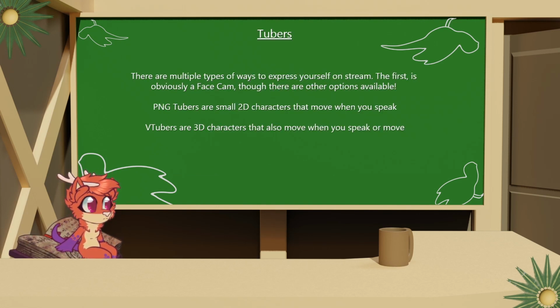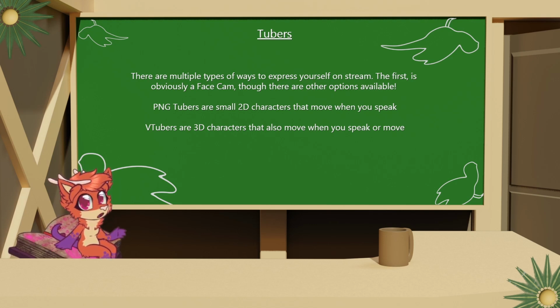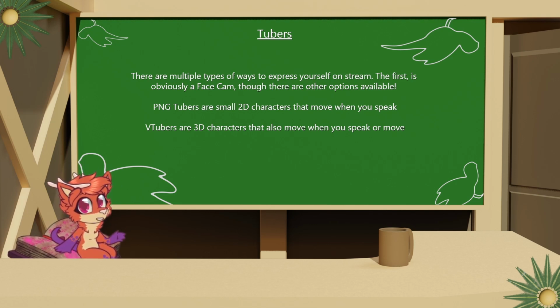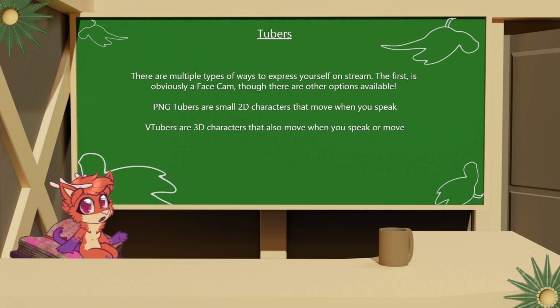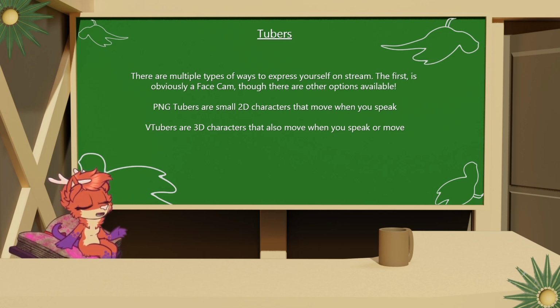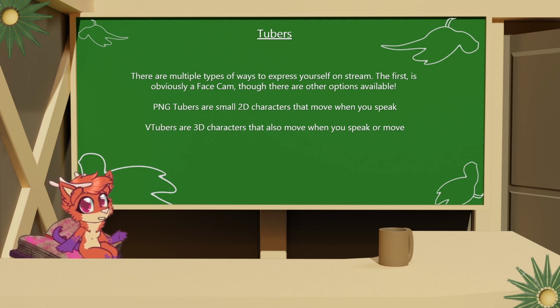Now, there are multiple types of ways to express yourself on stream, which is where we're getting into the tubers. The first is obviously a face cam, which if you want to do that, that's totally fair, but you don't have to. You can get a PNG tuber, which is a small 2D character that moves when you speak. You can even get a 3D character, which is called a VTuber, that moves when you speak.